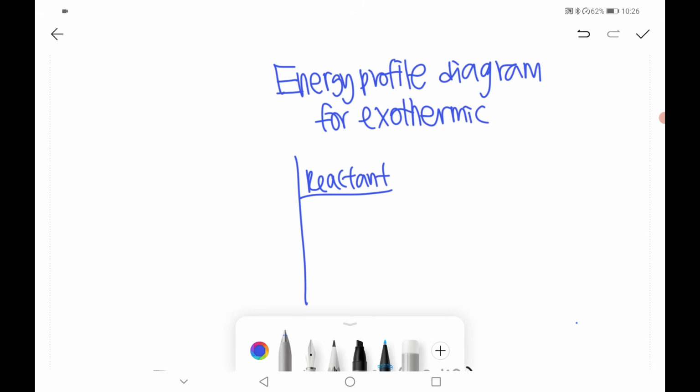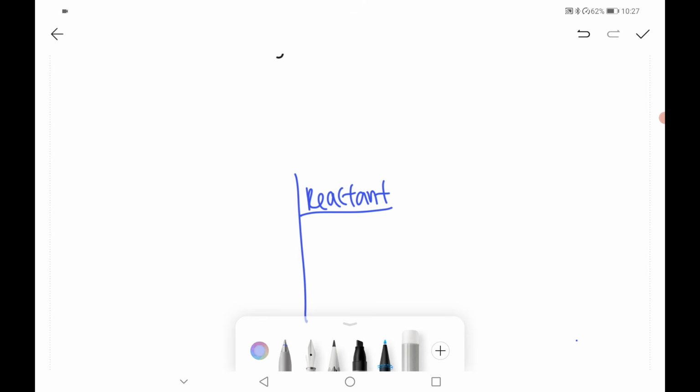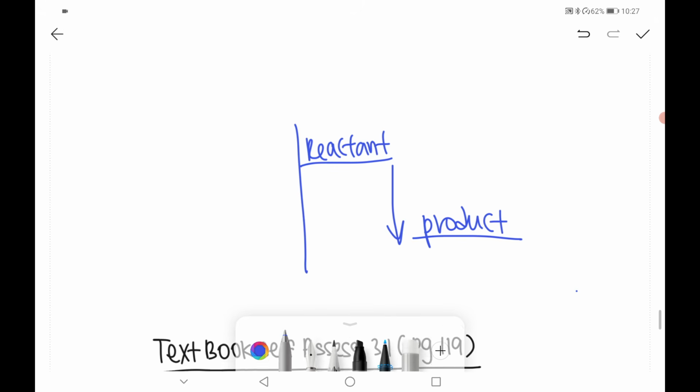So energy, you will get more energy or less energy when you go for exothermic? So exothermic, the heat is exit. So when the heat exits, when you release energy, the energy should become lesser, right? The energy should become lesser, so go down. Okay, so this is product. So this is your energy level diagram.